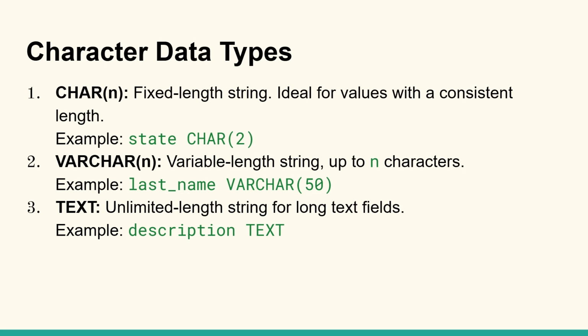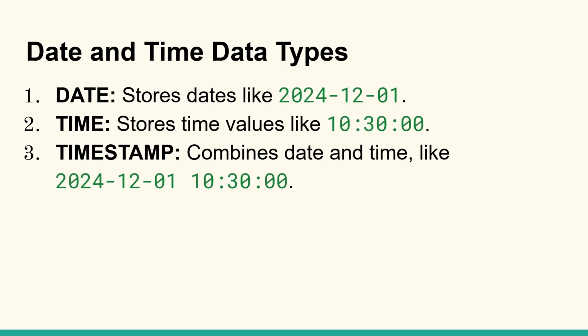Whereas varchar is a variable length string with a defined maximum length. And text will be used for unlimited length strings suitable for storing large blocks of text. Date and time data types are used for managing temporal data like dates, times or timestamps. If we talk about date, then it will store date only values, meaning we can use it for appointment dates or project deadlines where we only need to save the date.